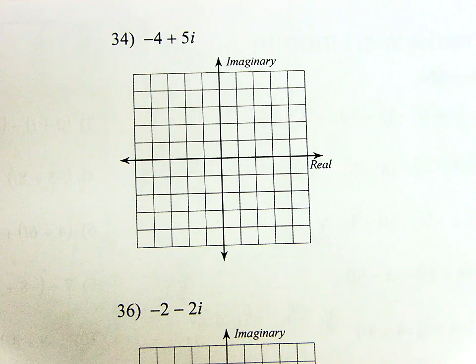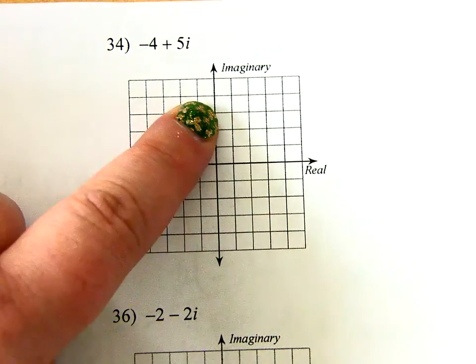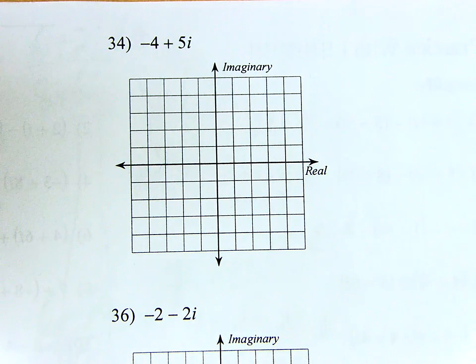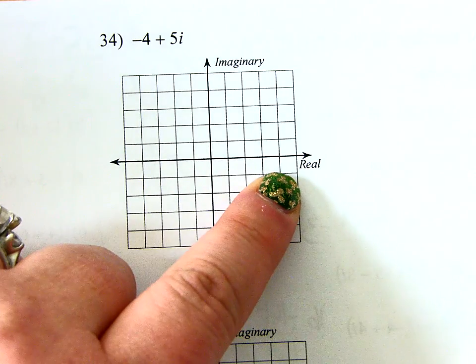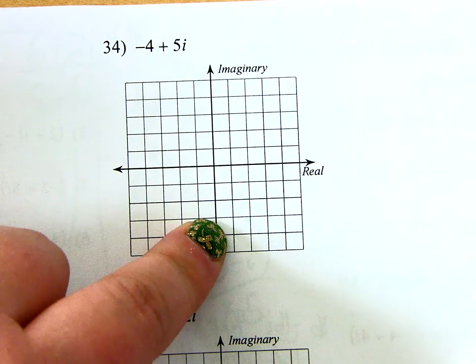So now we are going to talk about plotting a complex number on a complex plane. Okay? Look at your vertical and horizontal axes. It's not x and y anymore. I know. One of them is labeled as real. The other is labeled as imaginary.